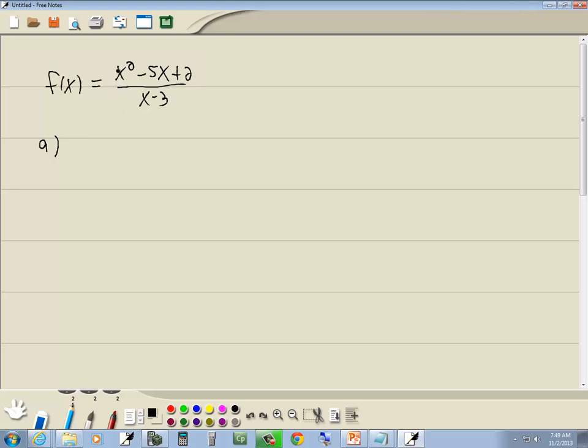Well, to have a slant asymptote, your degree of the top must be exactly one larger than the bottom, which it is. Degree is your largest power of x. The degree of the top is 2, the degree of the bottom is 1. And we use long division to find the slant asymptote.